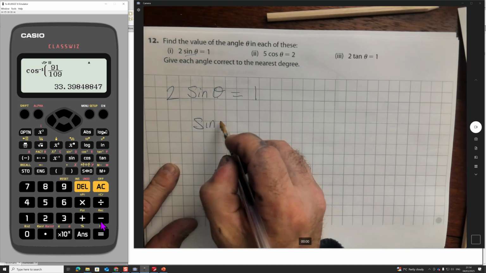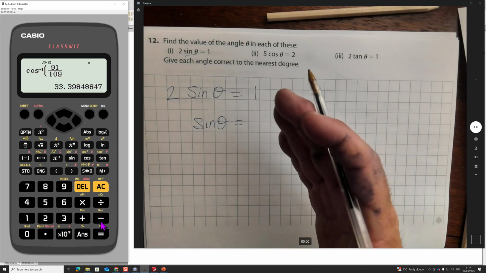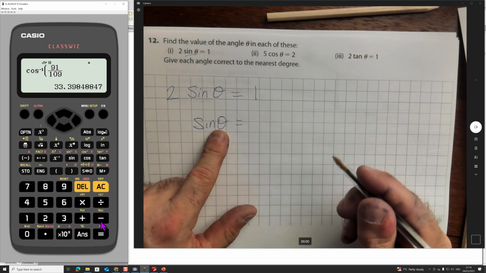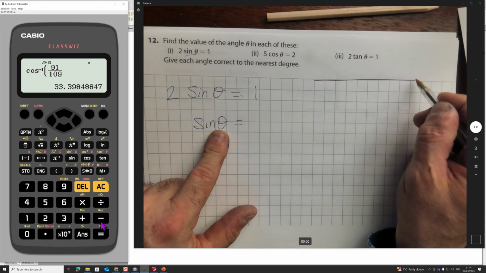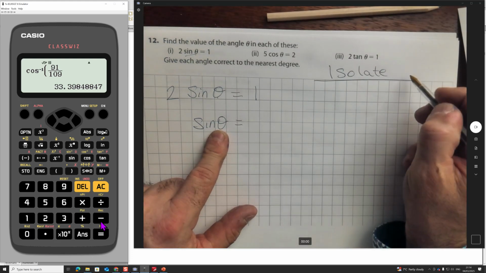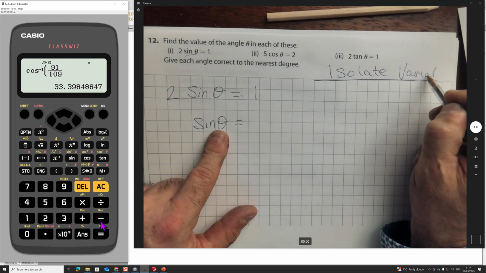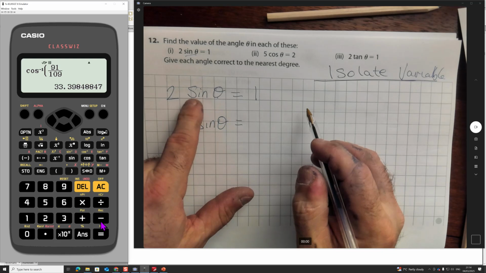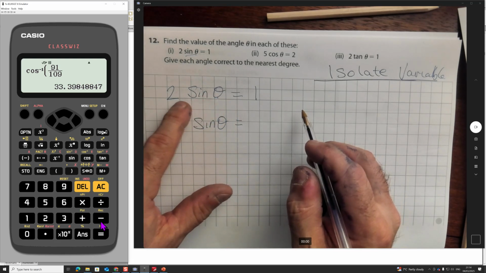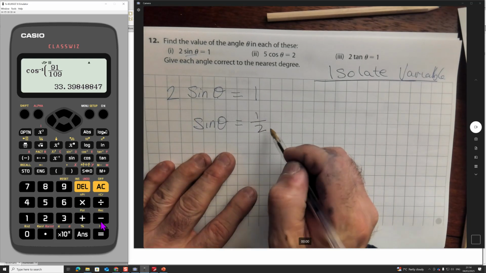Divide by 2, and it's just apply mathematical algebraic operations until theta is isolated. So the overall strategy, and it always has been, is to isolate the variable that you're trying to solve for. To isolate the variable, you first isolate the function of the variable by dividing out the 2.